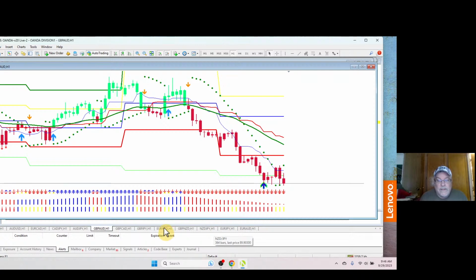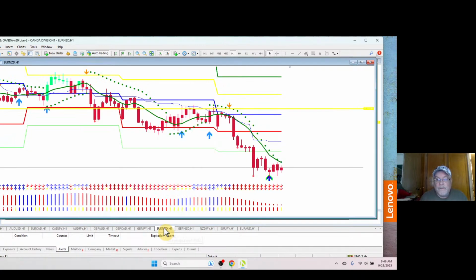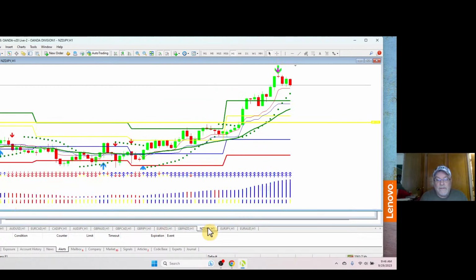Euro New Zealand, still in it. New Zealand yen, it's heading down, but oh gosh, it's just creeping at a snail's pace. Because I'm only up 10 pips on that and been in it for well over an hour. No movement, and don't really like that. That's not a good sign.